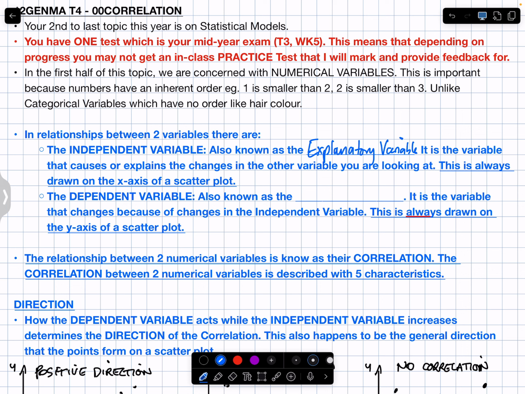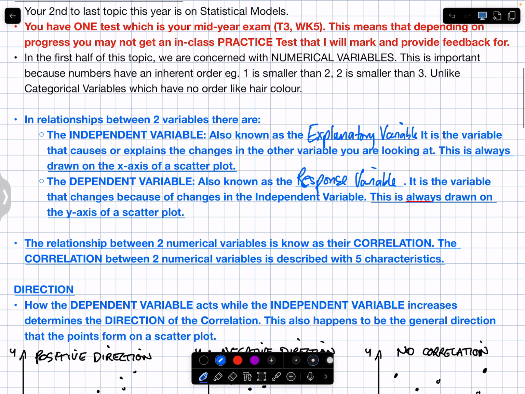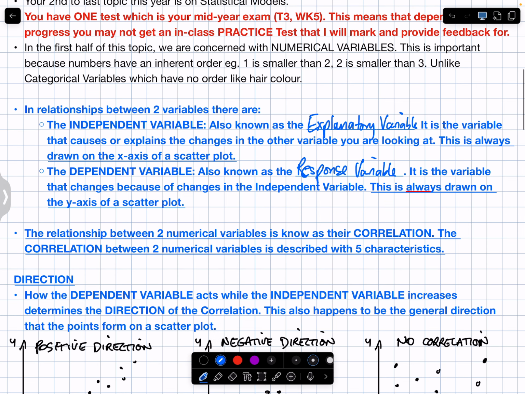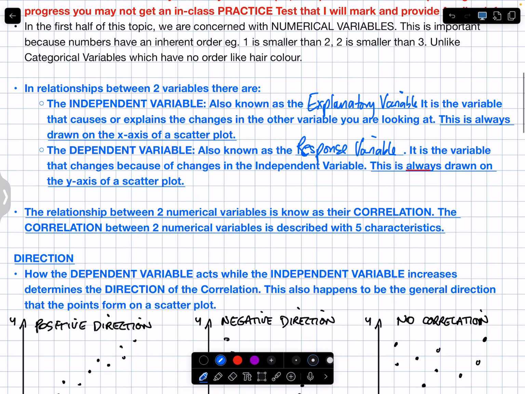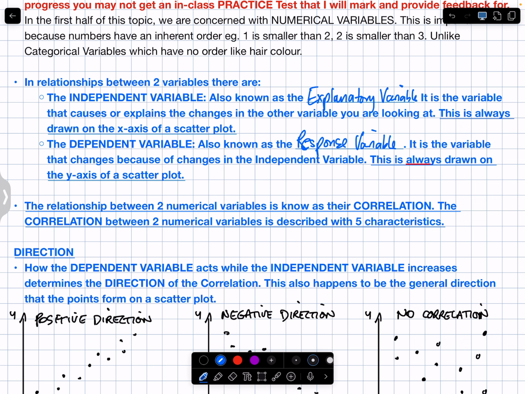The dependent variable, also known as, it starts with an R. Any takers? Anyone know what? Yes? Responding. Response variable. But responding is fair enough. Response variable. Why is it called that? It's the variable that changes because of changes in the independent variable. You could argue that that's why it's called a response variable, because it responds to the independent variable. This is always drawn on the y-axis of a scatter plot. Can you add those words to that, please, to save on writing all of that? Explanatory variable, response variable.